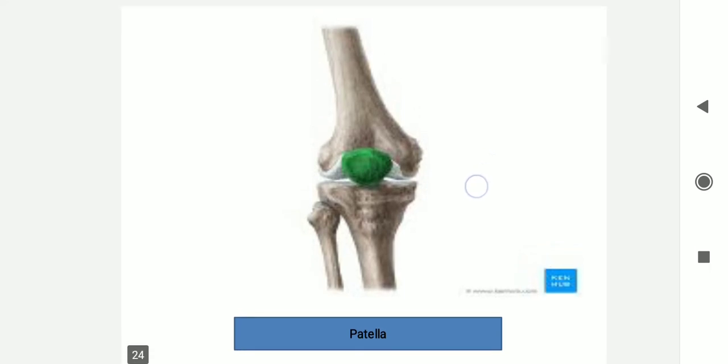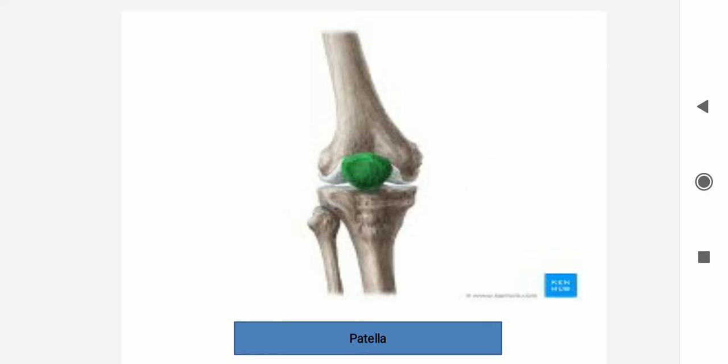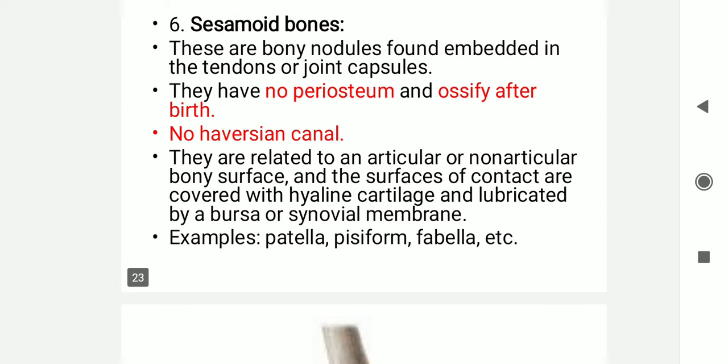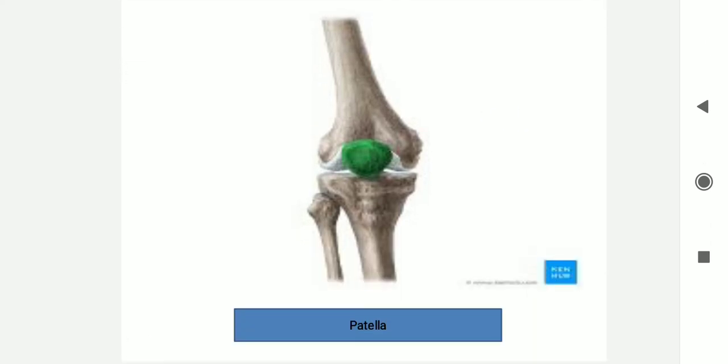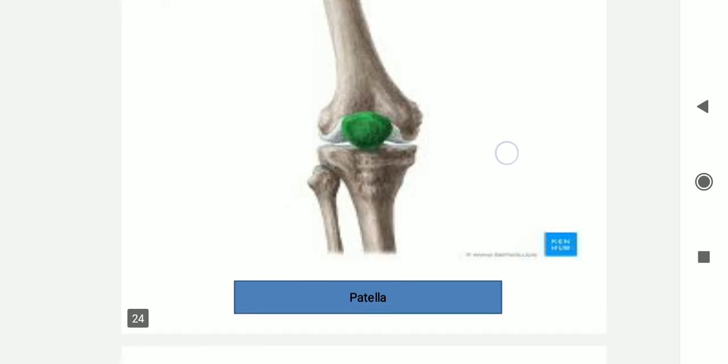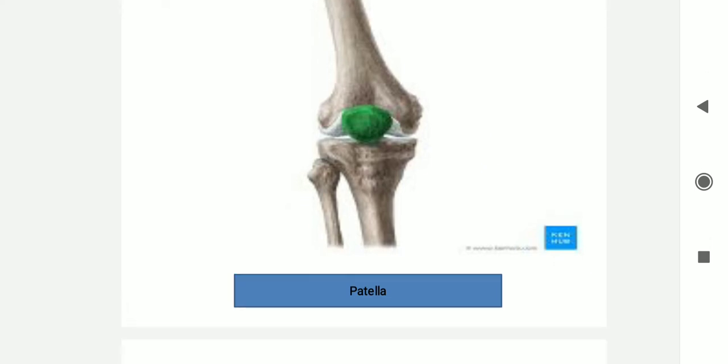Now, another: its function as well as its peculiarity. It has no Haversian canal, it ossifies after birth, and it has no periosteum. So once again, it looks like bony nodules, found in the joint capsules. It has no periosteum, no Haversian canal, and ossifies after birth. This question can be asked in MCQ, so remember it.